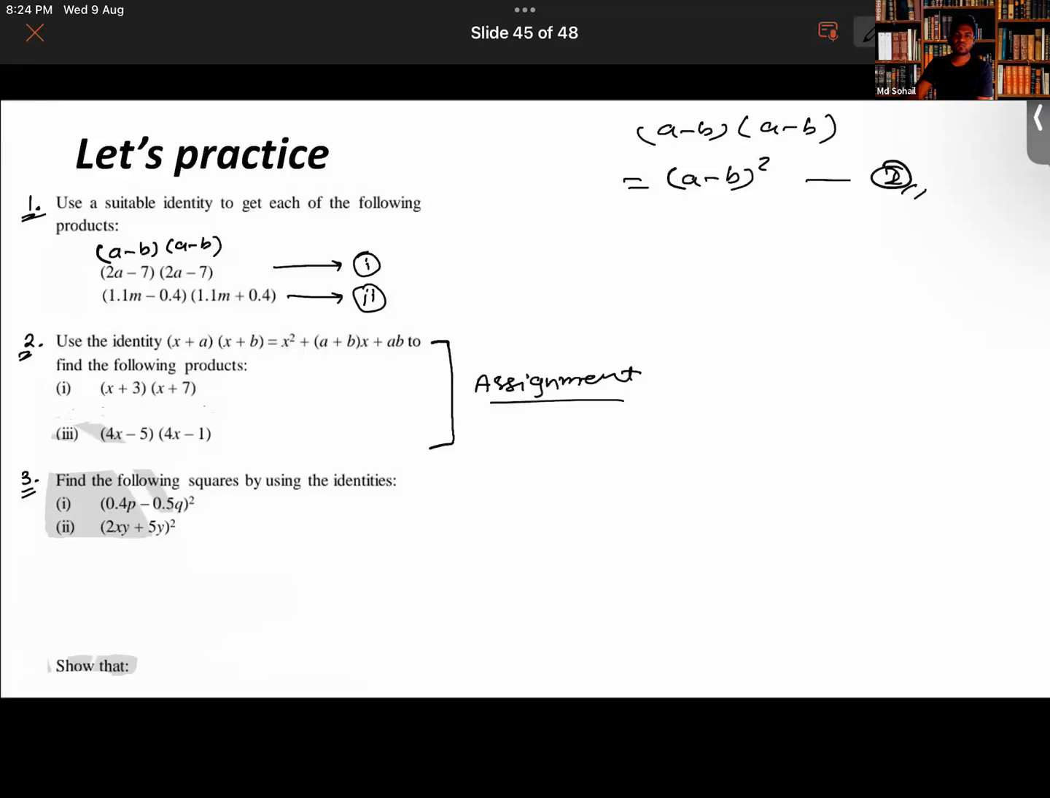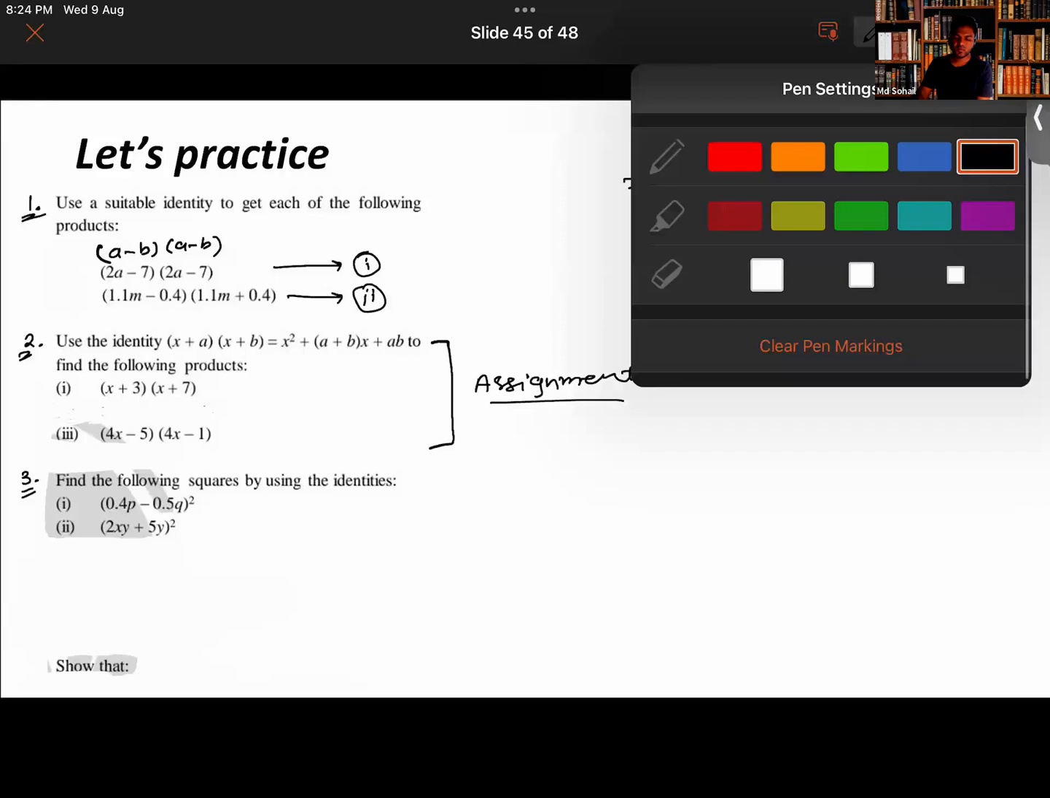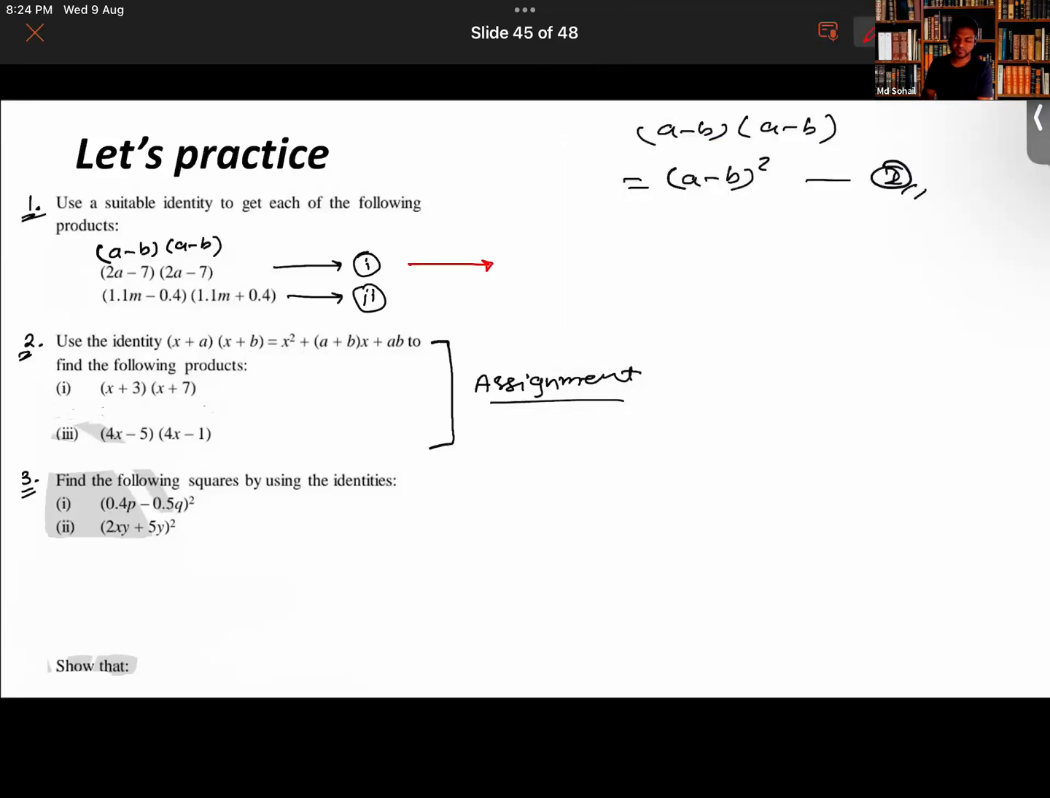Sir, I've got it. Okay, what is the answer of the first one? So it's minus 28a, plus 49, 4a square minus 28a plus 49. Okay, what about you, Arham? Have you got the answer? I'm still doing it. Okay. The expression is 2a minus 7 multiplied by 2a minus 7.